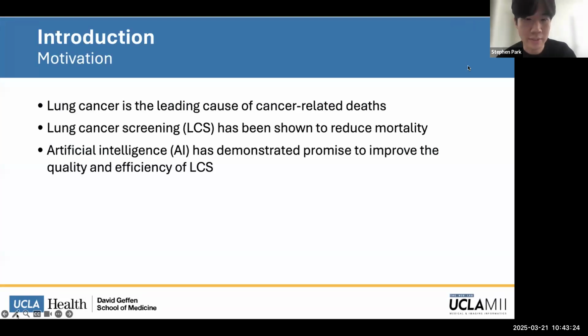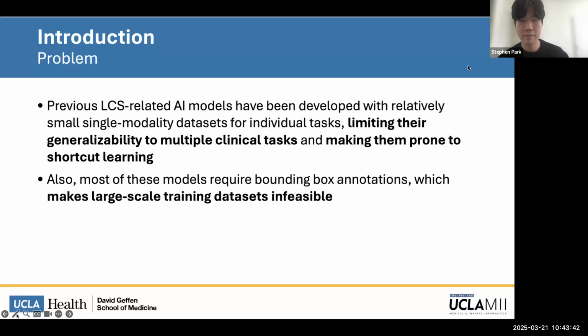As you might know, lung cancer is the leading cause of cancer-related deaths, and lung cancer screening has been shown to reduce its mortality rate. Artificial intelligence methods have demonstrated promise to improve the quality and efficiency of lung cancer screening. However, previous lung cancer screening AI models have been developed with relatively small single-modality datasets for individual tasks, which limits their generalizability to multiple clinical tasks and makes them more prone to shortcut learning, which means they learn signals that are not clinically significant. Also, most of these models require bounding box annotations, for example bounding boxes of the nodules, which makes large-scale training datasets very infeasible to curate.